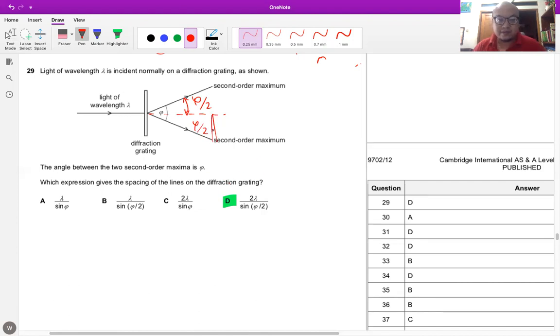And then we have here the spacing of the lines. So this is P. Yeah, this is P. So when you still remember, D sine theta equals n lambda. So this is D sine C divided by 2 equals n lambda.